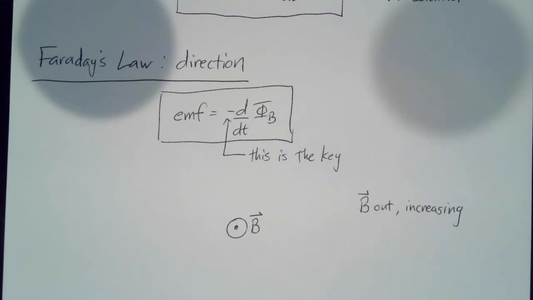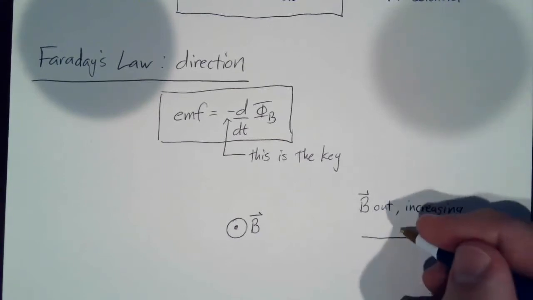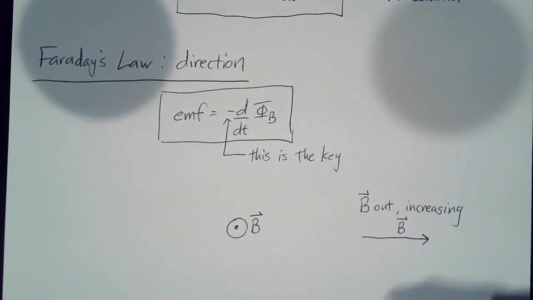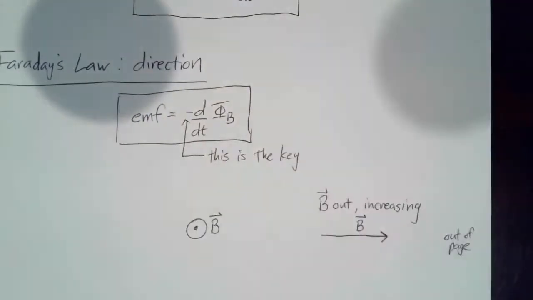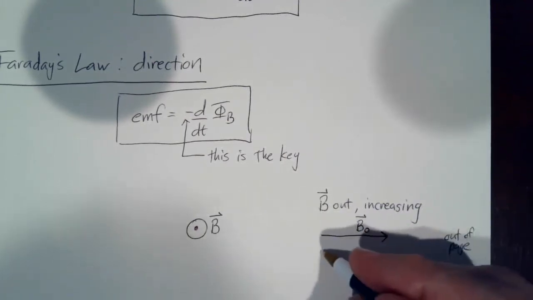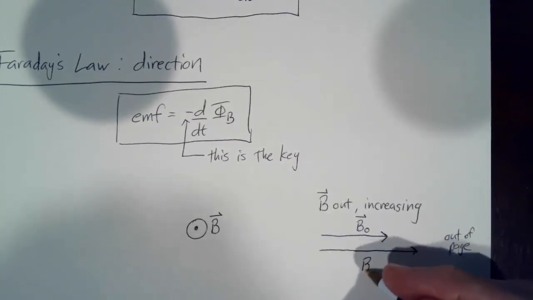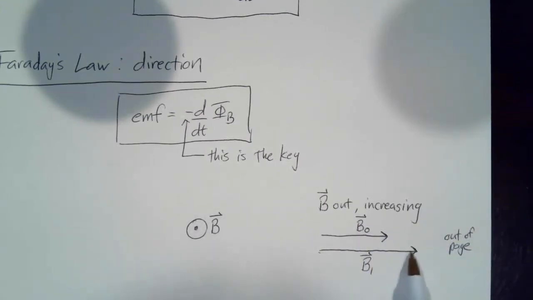So if B is increasing, I'm going to draw a sample vector here. I'm going to call this B. And remember that this is going out of the page. Even though I'm drawing it left to right, this vector is out of the page. So this is B at some starting time, so I'll call it B naught. And then if it's increasing, then at some later time, I'll call it B1, the magnitude has increased. That's what we mean when we say that B is increasing. We mean the magnitude or the length of the vector is increasing.